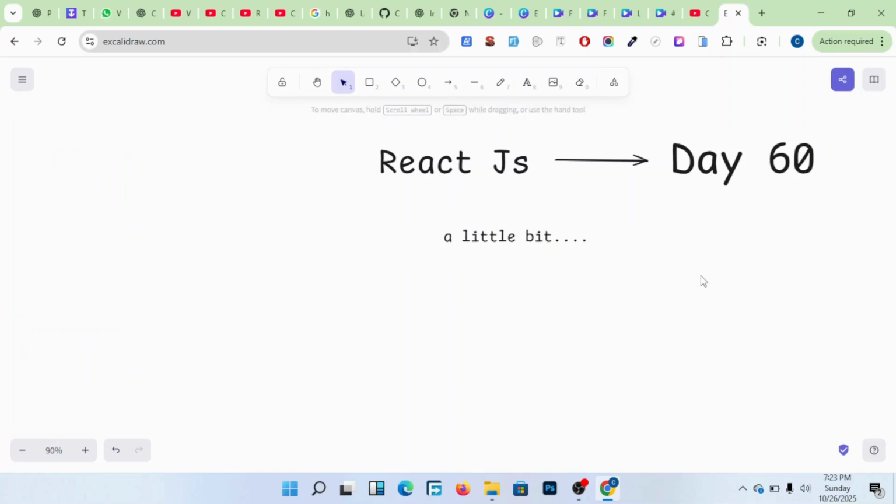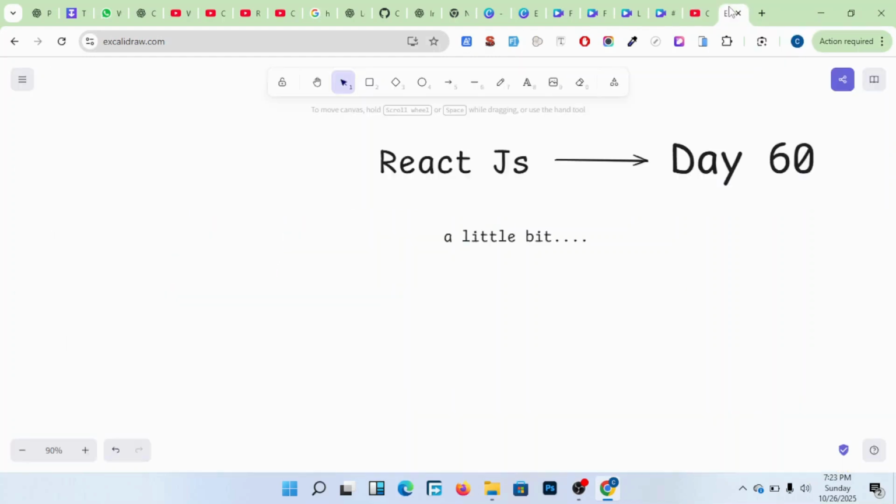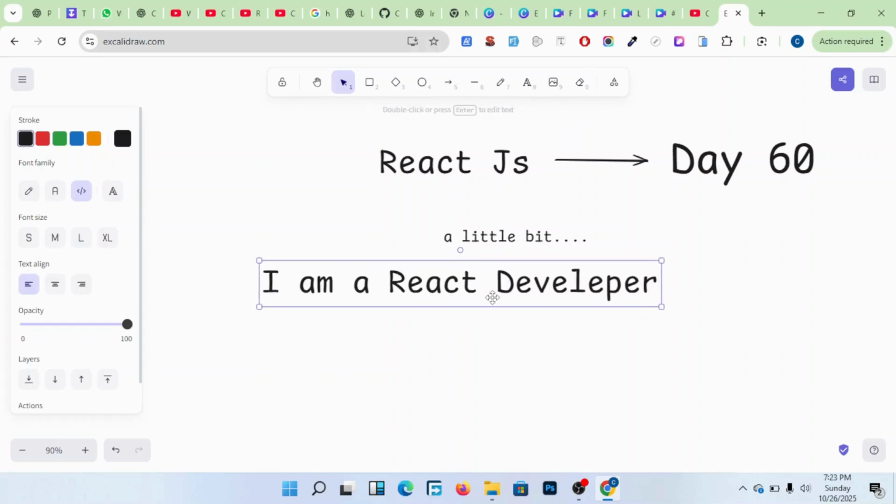React.js, okay? As you know me, I'm called Clancy. You know me very well. I'm more passionate about React, and I am a React developer. I build web applications, mobile applications, and desktop applications using React. So members, I venture mostly into React.